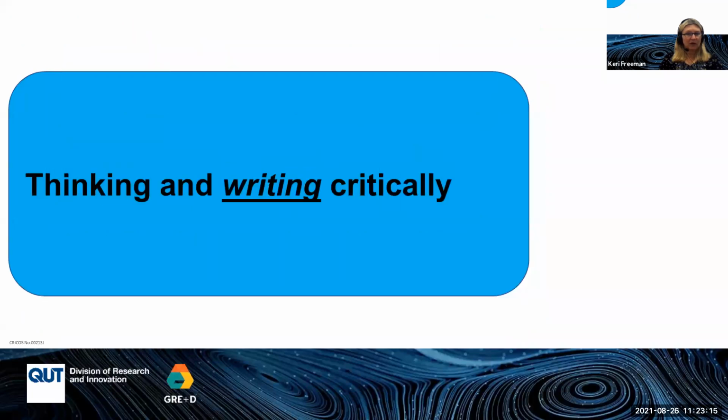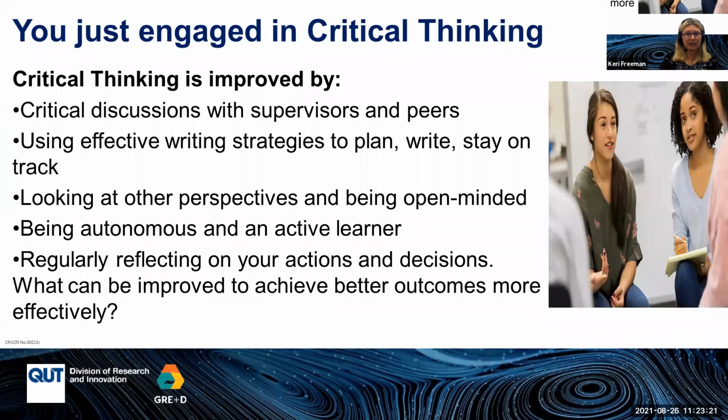So we're going to look now at our final section, thinking and writing critically. But what I want you to think about is you just engaged in critical thinking. Okay, so how do we improve our critical thinking? By discussing with our peers and, of course, with our supervisors.